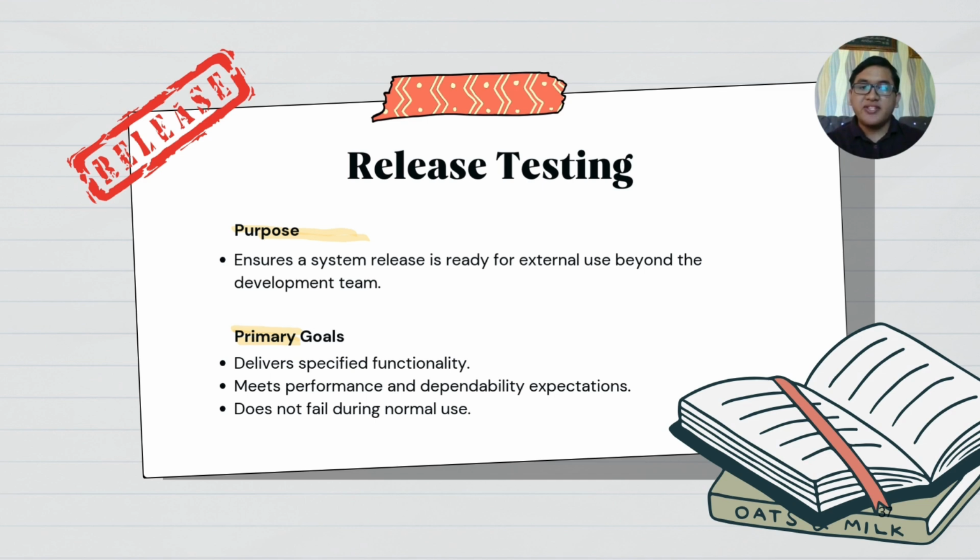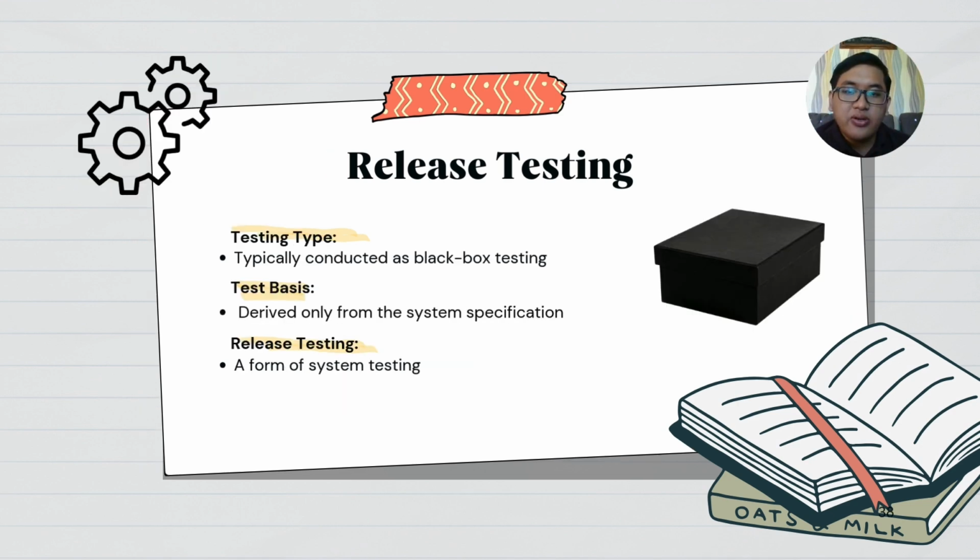We proceed to release testing. The purpose of this test is to ensure a system release is ready for external use beyond the development team. The primary goals of this test are to deliver the specified functionality, meet performance and dependability expectations, and not fail during normal use. Release testing is typically conducted as black box testing. The basis of this test is derived only from the system specification. So release testing is a form of system testing.